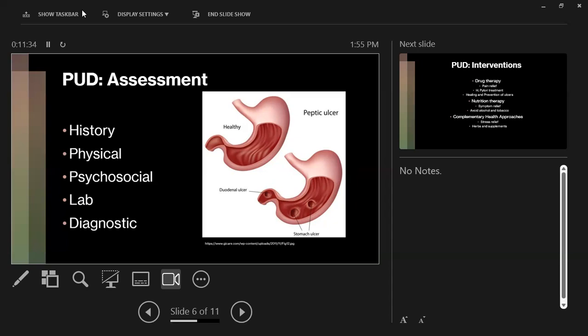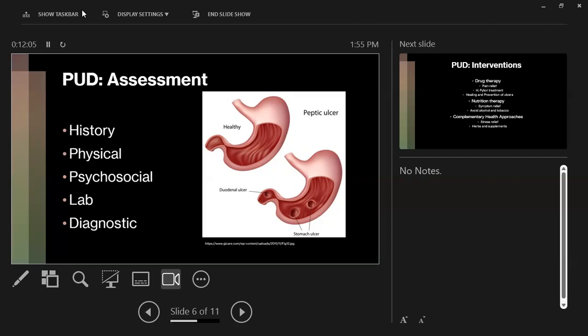And then lab, there are several tests that can be done to assess for H. pylori. There's the breath, blood, or stool assessments. Typically, the breath or stool assessments are the most indicative, but a serum blood study can also assess for H. pylori. Hemoglobin and hematocrit will be assessed to rule out or assess for bleeding. Also, you can do an occult blood test to assess for blood in the stool.